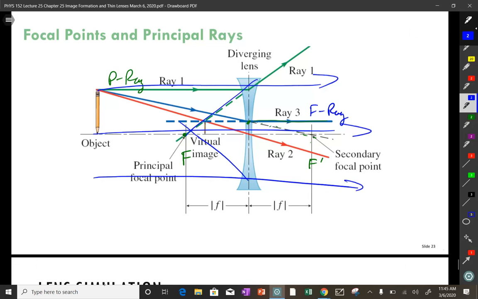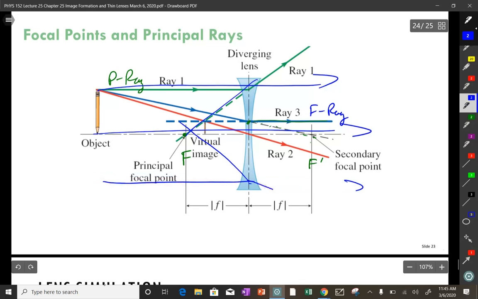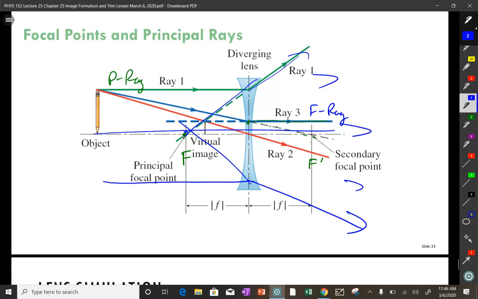Extrapolations. Right, so the actual ray is going to go like that. The actual ray is going to go like that. And if you extrapolate back, this is where they would meet. So that's the principal focal point for a diverging lens.